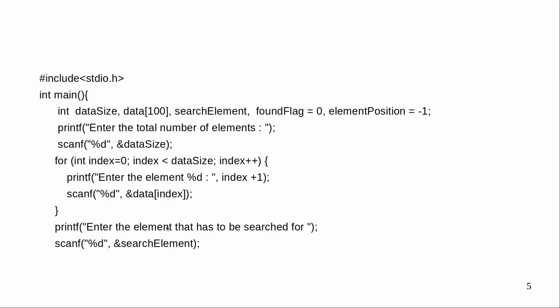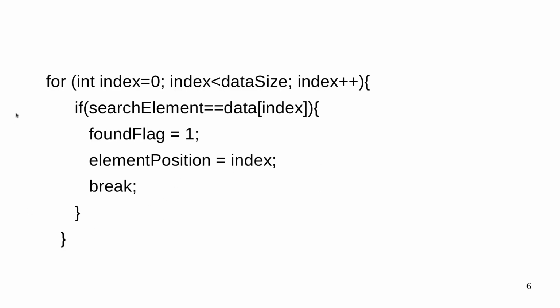And then finally, the third question is, enter the element that has to be searched for. Just like we gave the name Kevin earlier, here you will be giving a particular number for which you will have to conduct the search. So this is the information getting part. And this part is where the linear search comes in.